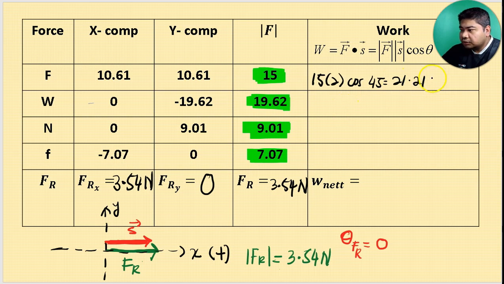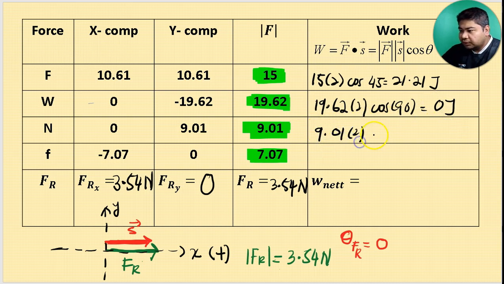Okay, joule. And then we have 19.62 times 2 cos of 90. We know that this is going to end up as 0. And also the same for this one, cos of 90, because they are perpendicular to the displacement, so they are not going to contribute to the energy of the object. So this is also going to equal 0.